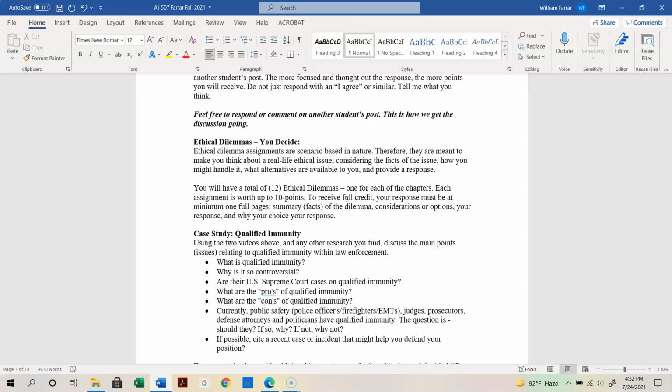And consider the facts of the dilemma. Consider your options, and maybe why you chose your particular response. So we'll kind of shorten this down a little bit. I kind of hated to do this on the fly, but I think it's probably the best way to do it. So that's why I'm going to go ahead and make the change right in front of you.